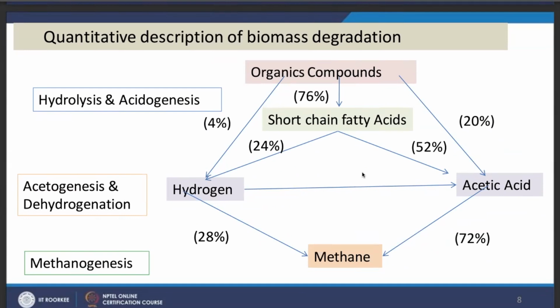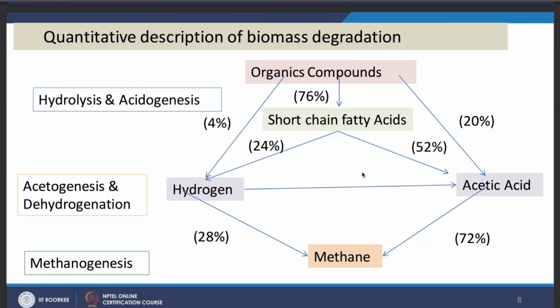Now we subject the hydrogen, CO2 or the acetic acid to different types of microbes, either the methanogenic type of microbes or other types of microbes, to make methane, and the process is called methanogenesis. So if we have acetic acid and we are subjecting it to microbes which feed upon acetic acid to make methane, they are very effective and they convert almost 72% of the acetic acid into methane.